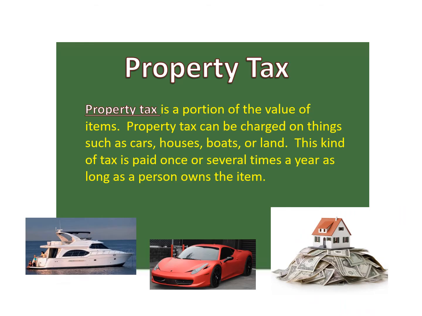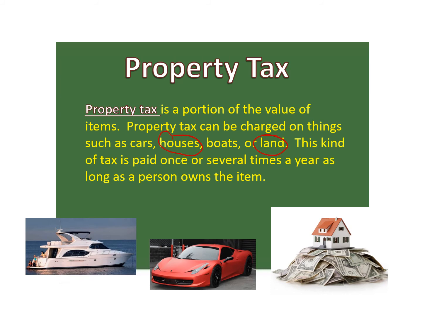All right. And the last tax we're going to look at today is property tax. A property tax is a portion of the value of items. Property tax can be charged on things such as cars, houses, boats, or land. This kind of tax is paid once or several times a year as long as a person owns the item. All right, so anything that you own, you pay a property tax on. The most common property taxes are on houses and land. When you buy a house, you pay a property tax every single year.